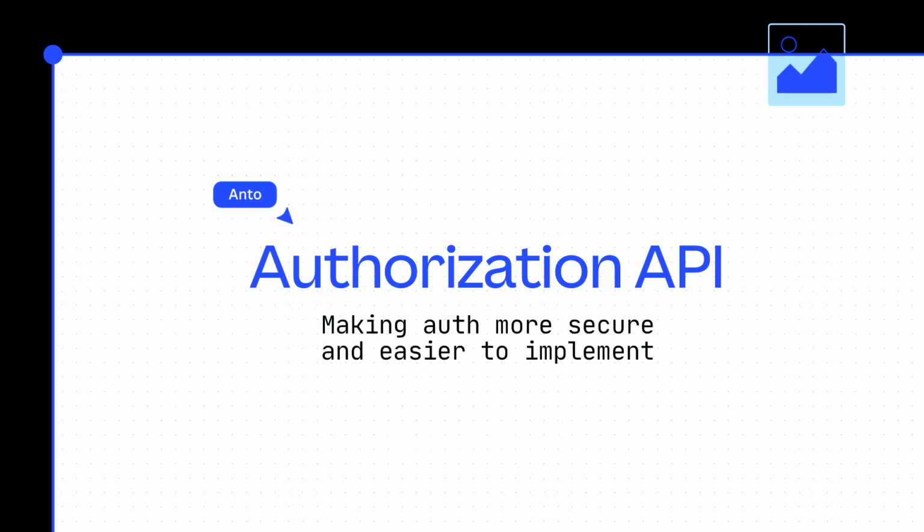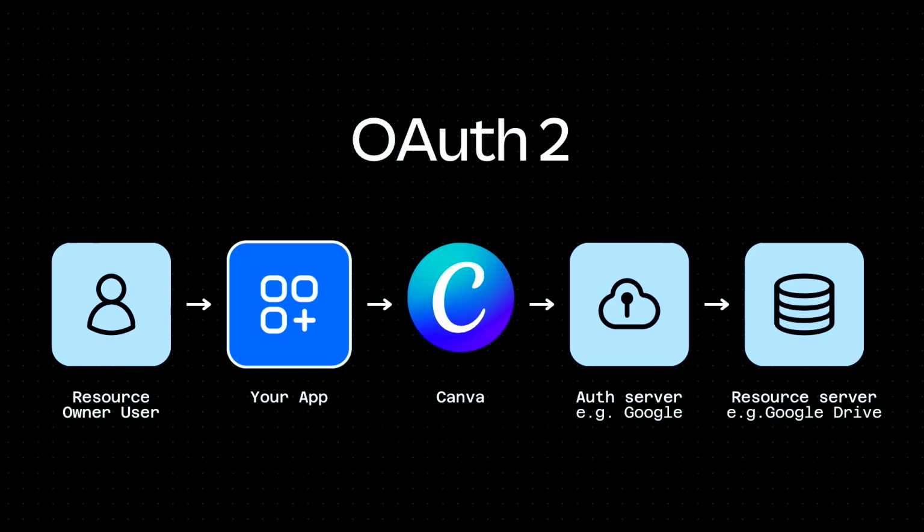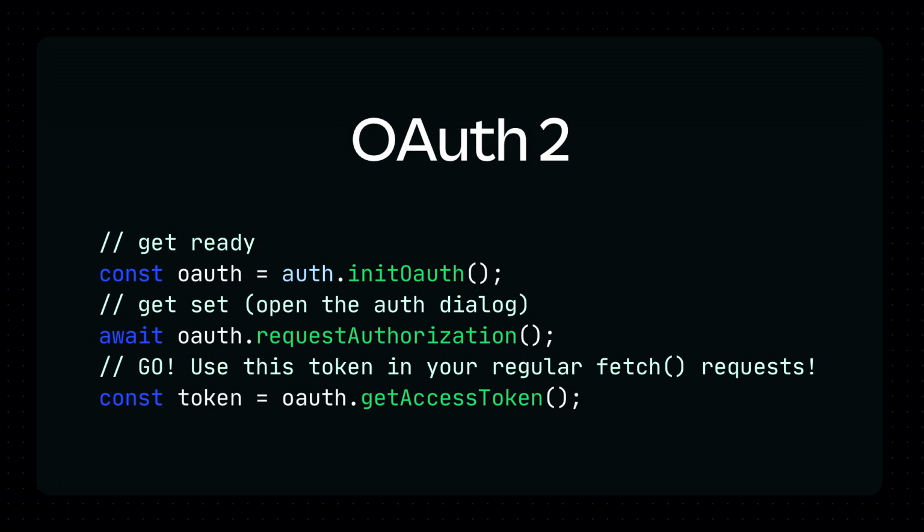So let's start with our updated authorization API. We are now making it more secure and easier to implement than ever. We're doing so by making it easier for apps to implement OAuth. We've heard from you that implementing authorization tends to be one of the more challenging and time-consuming parts of building an app. So, for services that already support OAuth, this process will now become a breeze.